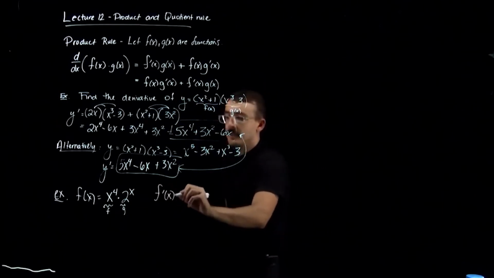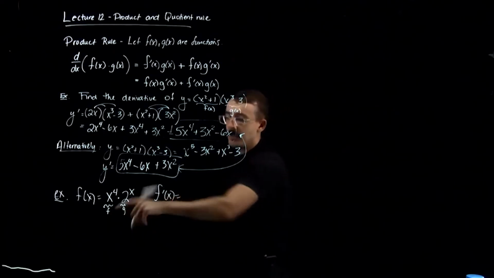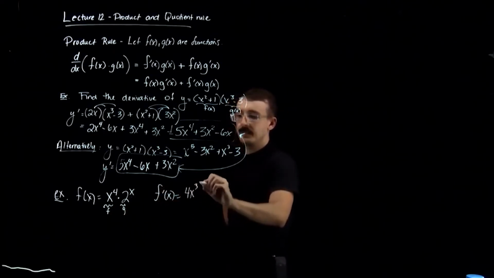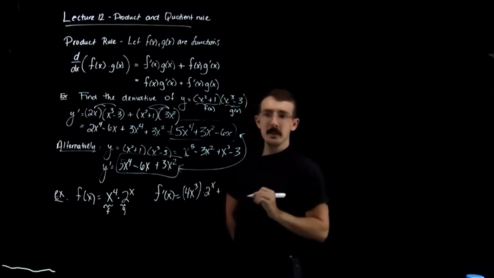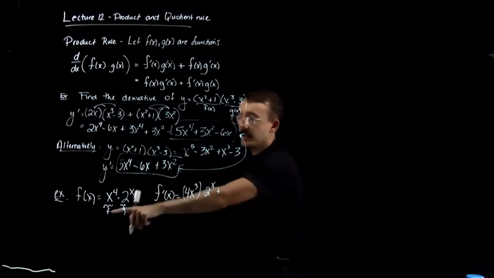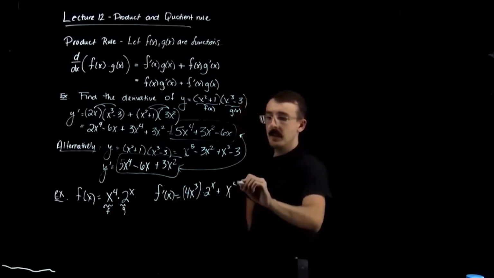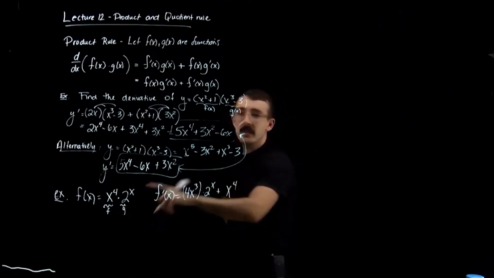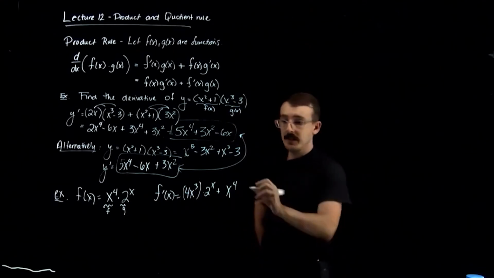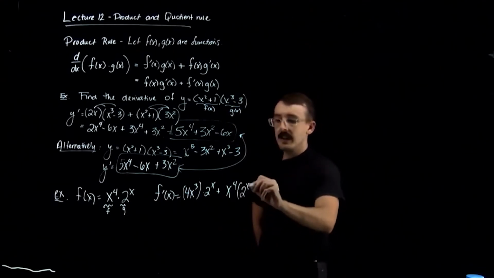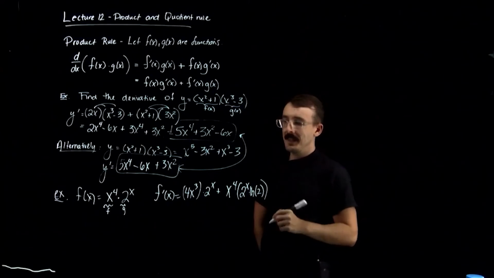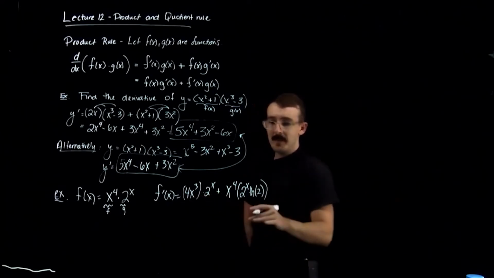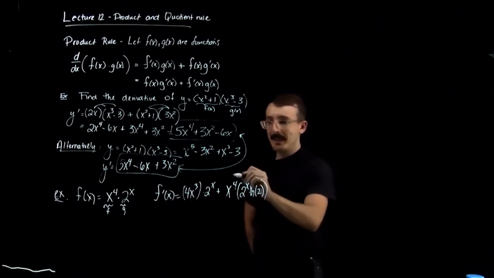So f prime of x. I'll take the derivative of the first one. It's 4x cubed. Leave g alone. And then a plus symbol, and I'm going to switch the order now. You're going to leave f of x alone. And then do you recall what the derivative of 2 to the x is from the last lecture? Well, that derivative is 2 to the x times ln of 2. I wrote that very weirdly, but that's ln of 2. So looking at this, I think I'm OK with this being my answer.